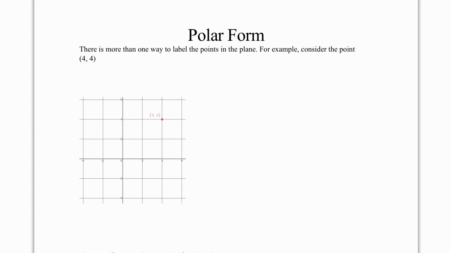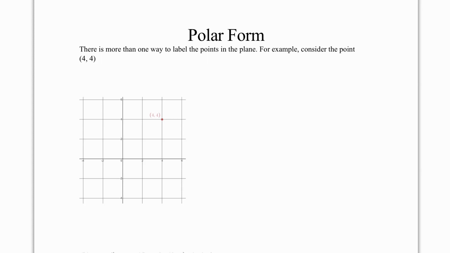Hello. In this video, we're going to look at what's called polar form. Now, believe it or not, there's actually more than one way to label points in the plane. For example, let's consider the point (4, 4). Well, obviously, it's labeled (4, 4) because we go over 1, 2, 3, 4 on the x-axis and 1, 2, 3, 4 on the y-axis.